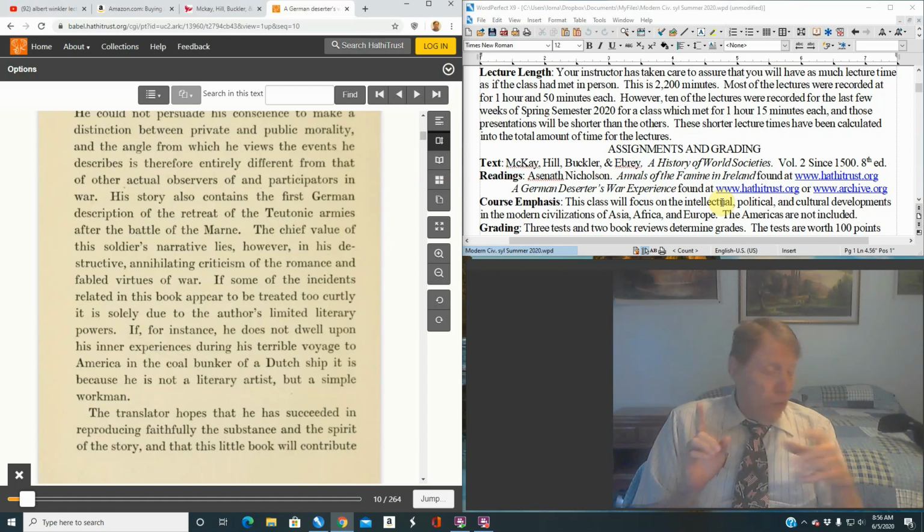So I do want you to read both these books. Print them off if you will. Mark them up if you want to. Now, let's take a look here.